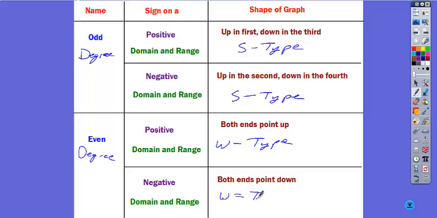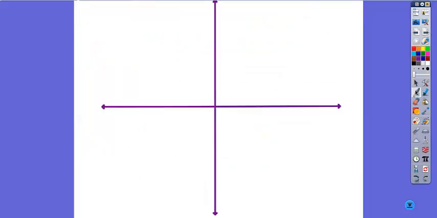And the important thing here, again, is look at the ends, right? So if you look at the W, do the ends point in the same direction or different directions? Same, both ends point up, both ends point down. So that's what we use the W to signify.